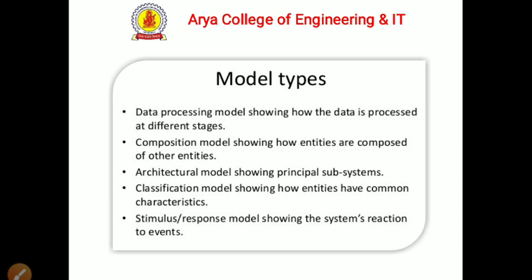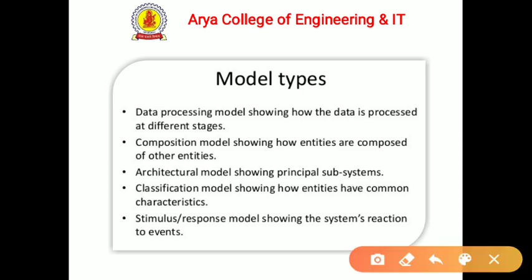First one is the data processing model. The data processing model shows how the data is processed at different stages. Definitely there are different numbers of stages in the models, and this type of model shows how the data is processed at different stages. Another one is the composition model, showing how entities are composed of other entities. There is a relation between entities that will be shown in the composition model.